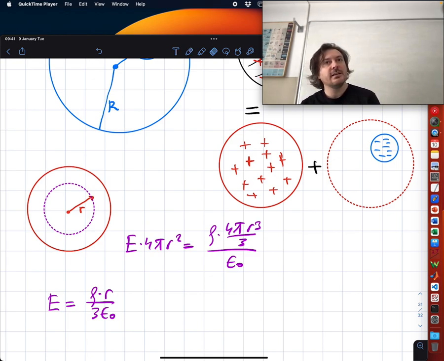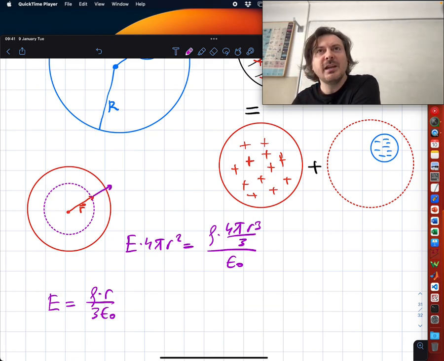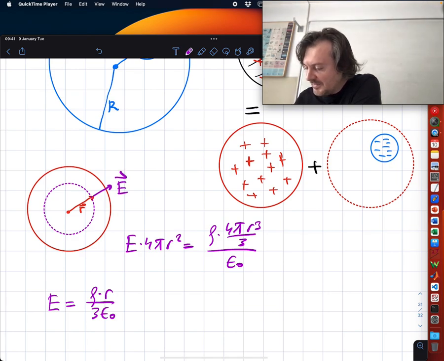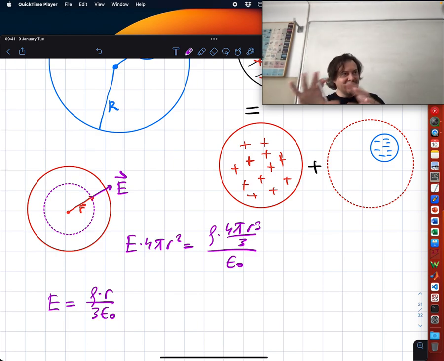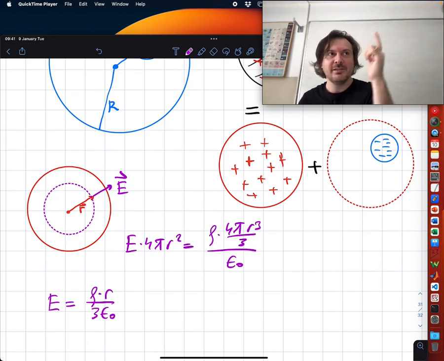But notice that the electric field is also aligned with the r vector. R vector is pointing there. Did I just say magnetic field? I didn't, right? Maybe I might say magnetic field, electric field. Okay. Did I say it? Magnitude, yes, that's why.